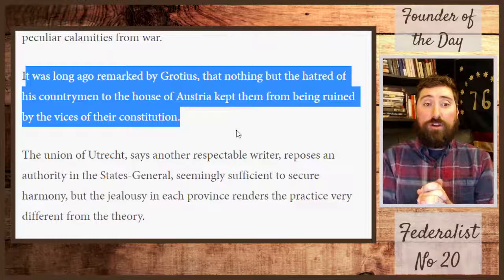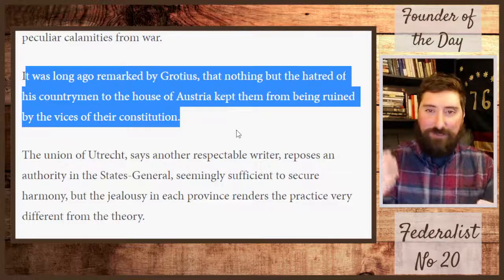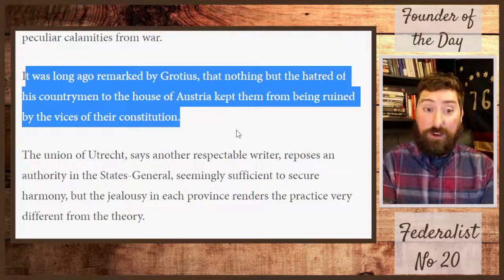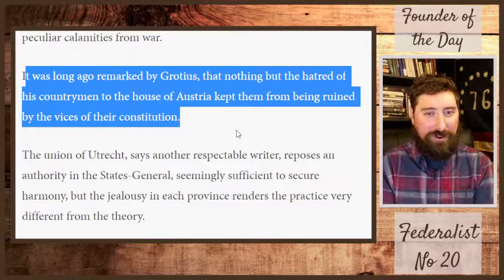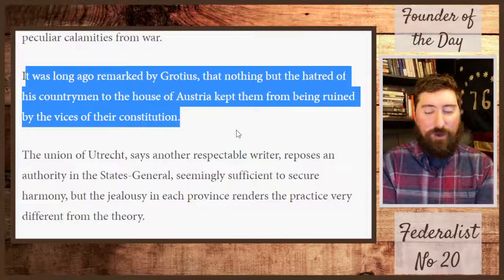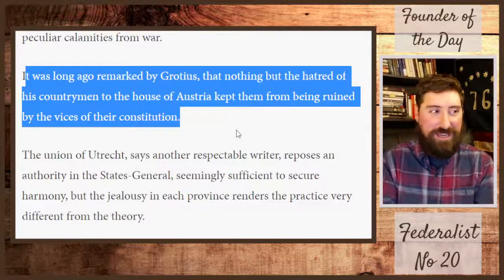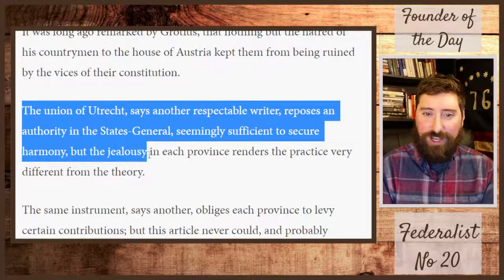So, I guess the Austria he's referencing here, the nobility in Austria hated the people that lived under their power, and therefore all the problems with their constitution were overlooked because they were so mean to the people who lived there. Weird little aside there, Mr. Madison.